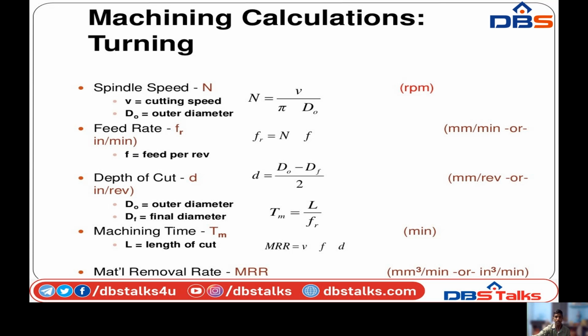MRR is nothing but the material or metal removal rate, V F D. V is the cutting velocity or cutting speed. F is feed per revolution. D is the depth of cut.